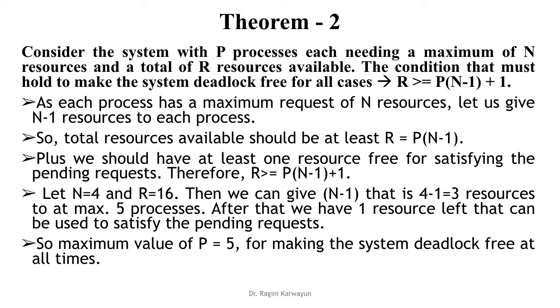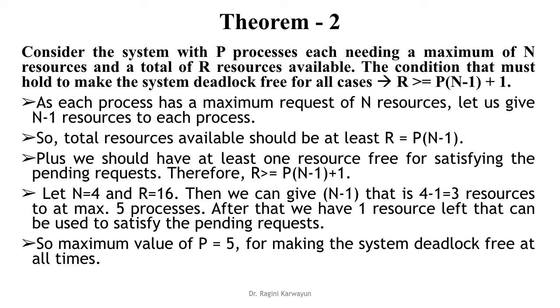Now, as each process has a maximum request of n resources, let us give n minus 1 resources to each process. There are p processes and each needs a maximum of n resources, so we can give n minus 1 to all. So R, the total number of resources, should be at least p into n minus 1, because there are p processes each having n minus 1 resources. But we need one more resource that can be used to satisfy the pending request of one resource for each process. Therefore, the total number of resources R should be greater than or equal to p into n minus 1, plus 1.